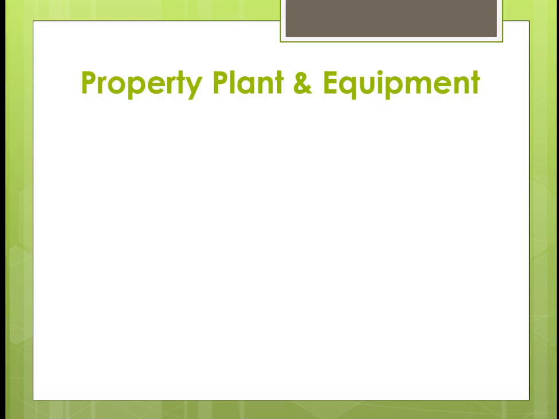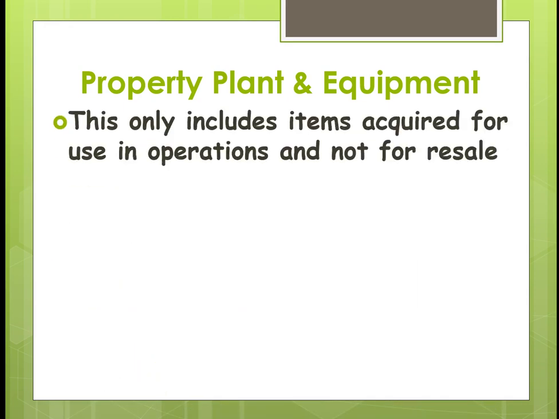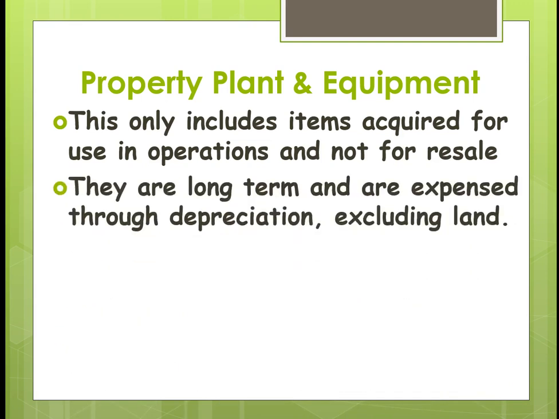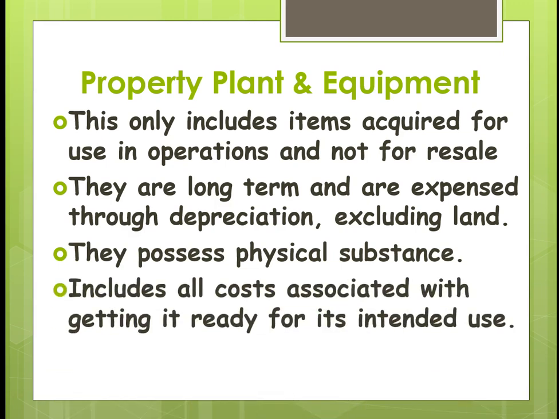Now, property, plant, and equipment, the definition is, it includes all items acquired for use in operations and not for resale. They are long-term. That means their use is more than 1 year and are expensed through depreciation, excluding land. They possess physical substance, and they include all costs associated with getting it ready for its intended use.